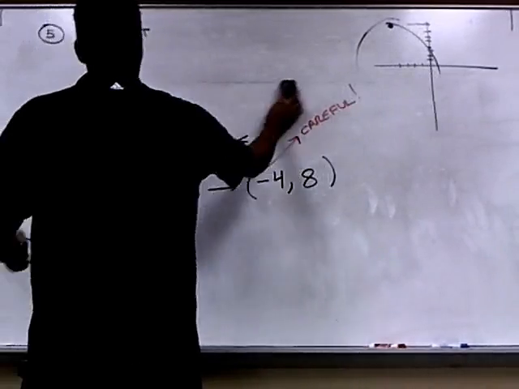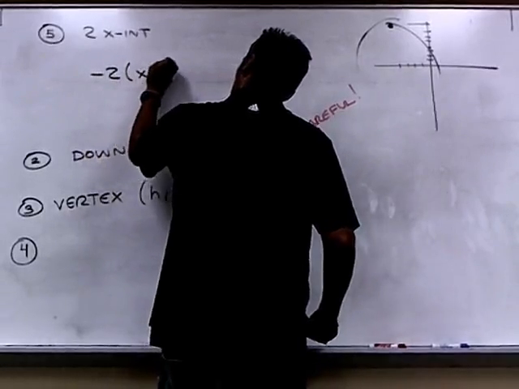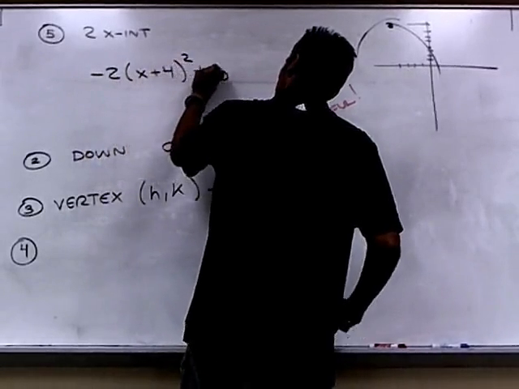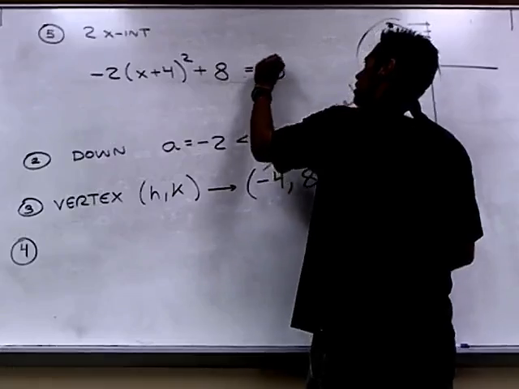So here's what it's going to look like. My function was negative 2 times (x plus 4) squared plus 8. That was the actual function. And I want to know when that's equal to 0.